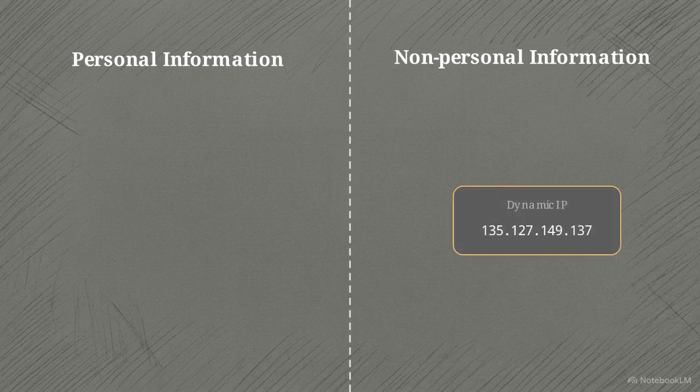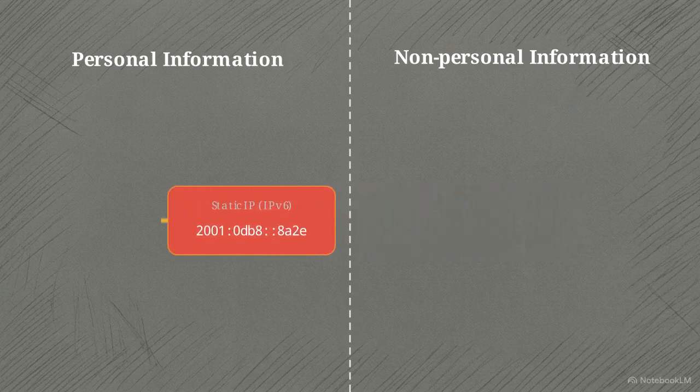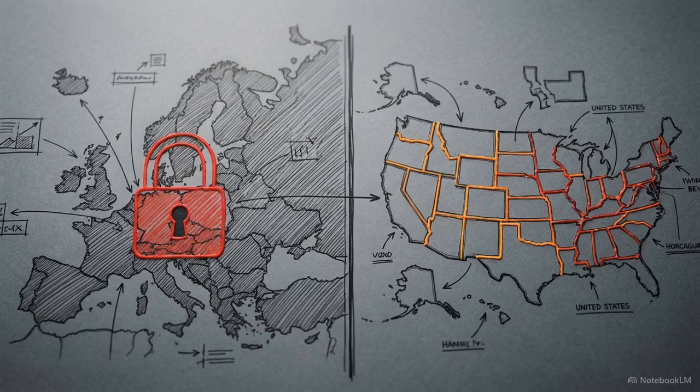Take the IP address. Early dynamic IPs changed constantly, making it hard to tie numbers to a person. Today, IPv6 generates static addresses from device hardware. This permanently ties the device to a human, pushing it across the regulatory threshold. Complicating this further, global jurisdictions place this boundary in different locations. The European Union treats IP addresses strictly as identifiable personal data, while various U.S. federal agencies remain divided on the issue.